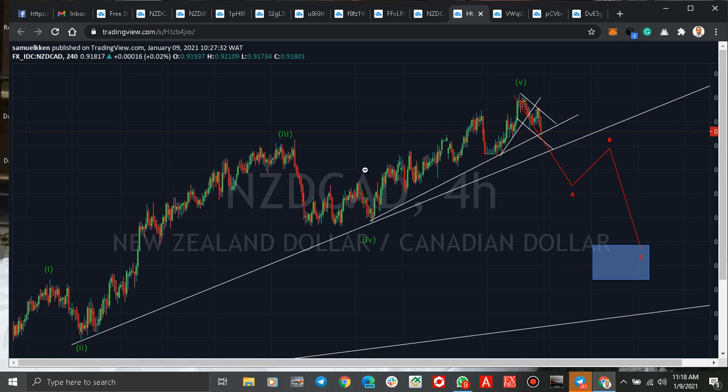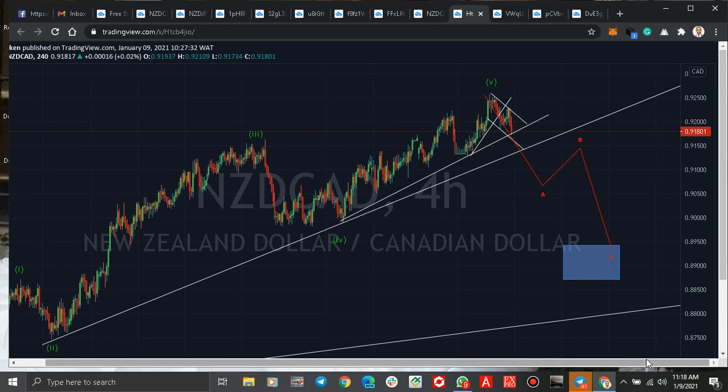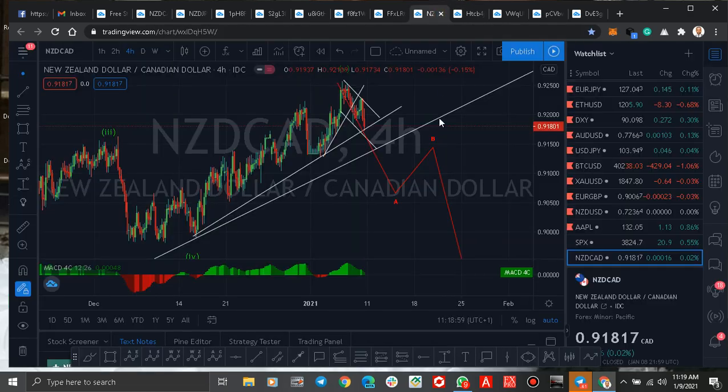If this count is correct, it means we will see a 3-wave pullback, a 3-wave correction. That is A, B, C. So I'm expecting NZDCAD to come down to the 89,500 area. So that's all we have on this pair. Okay, NZDCAD 4 hours again.